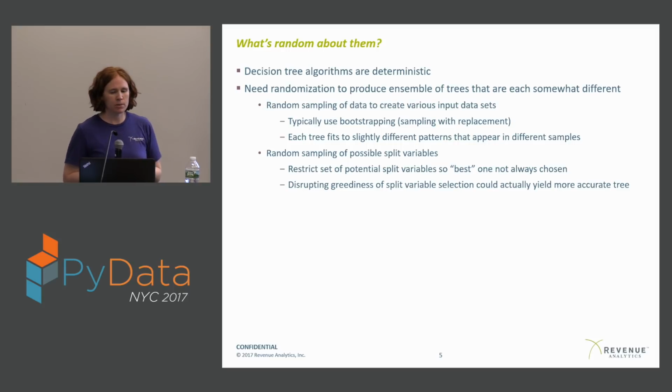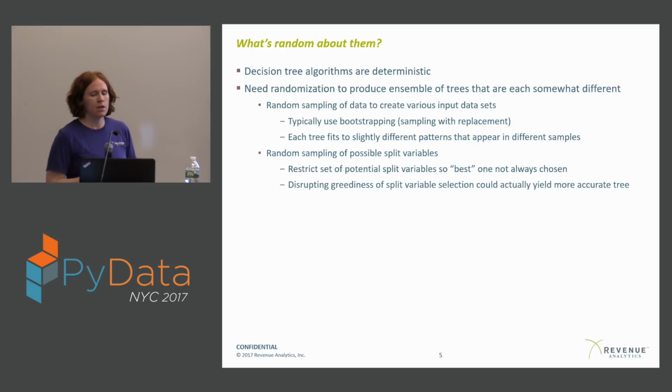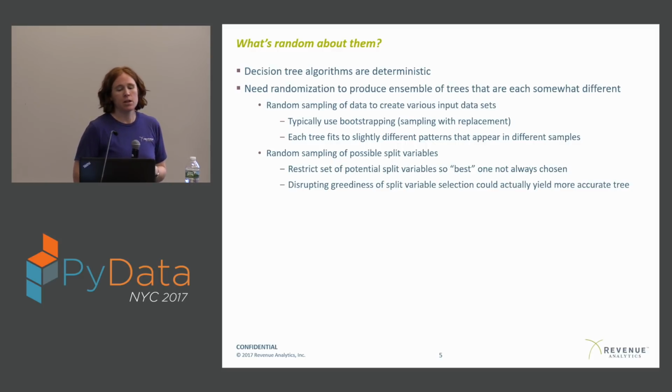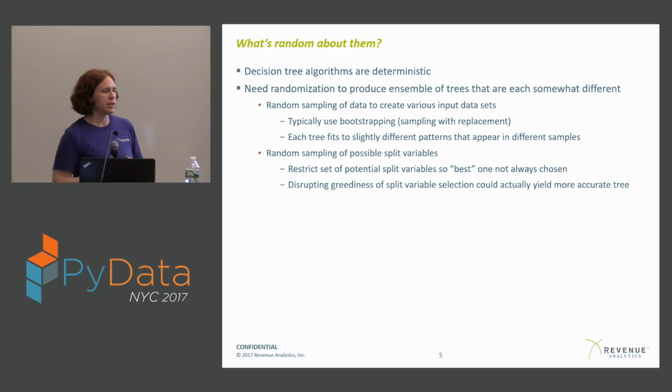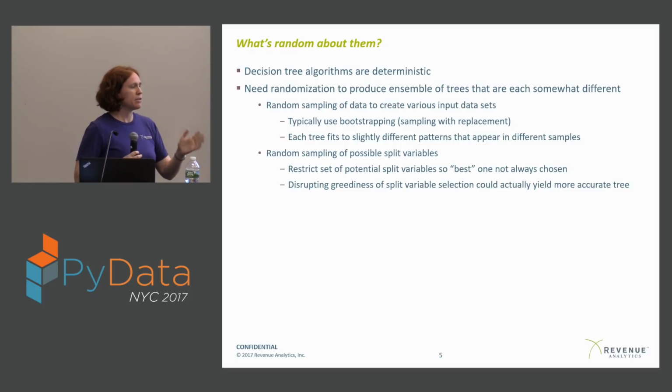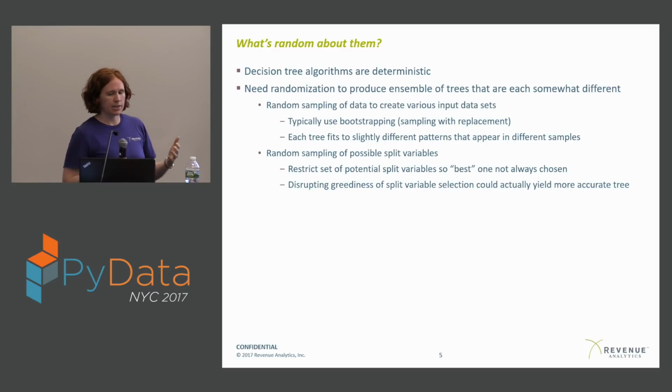And so random forests typically use randomness on two dimensions. The first is random sampling of data. This is probably the more obvious one. This is typically done using bootstrapping, which is sampling with replacement. So the idea is that instead of having 30 trees trained on the exact same data set, they're now each trained on slightly different data sets. And that allows each tree to fit to slightly different patterns in the data that it's seeing, so you get slightly different results in each.